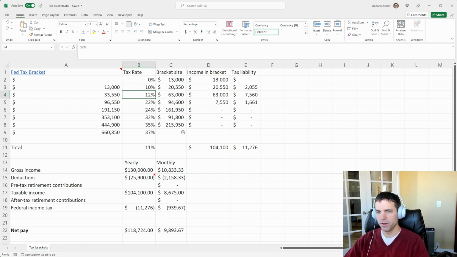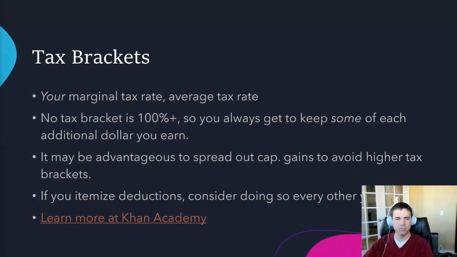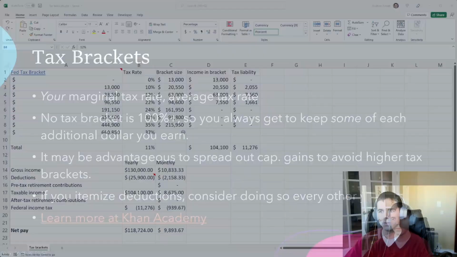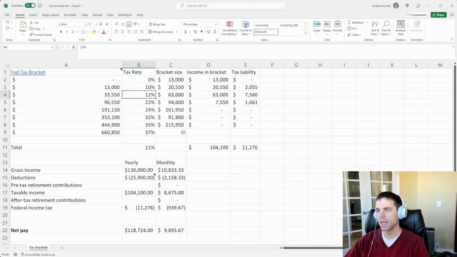Now, there is another aspect of this, though, which is that it may be advantageous to spread out capital gains to avoid higher tax brackets. So let's take another example here. Let's adjust this a little bit. Let's go 122,000. So we're almost filled up on this tax bracket here.